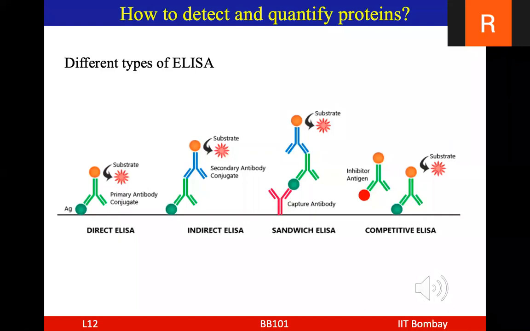This will not come in the exam, but just for your information, because many times when you see these COVID reports, it is written sandwich ELISA or indirect ELISA or competitive ELISA. So you should know what those kinds of ELISA are and how they work. But from an exam point of view, there will be no direct question asking what is indirect ELISA or sandwich ELISA. It's just for your information.